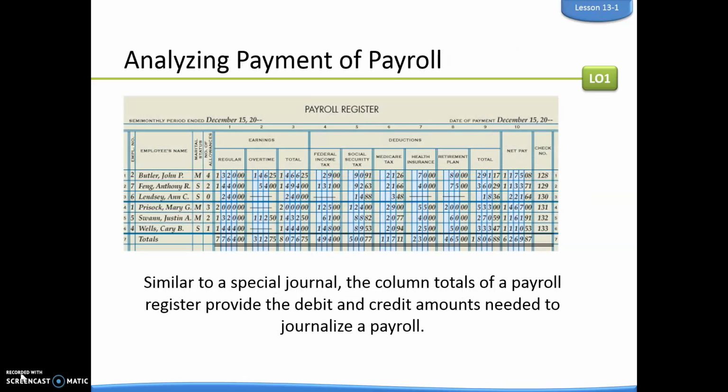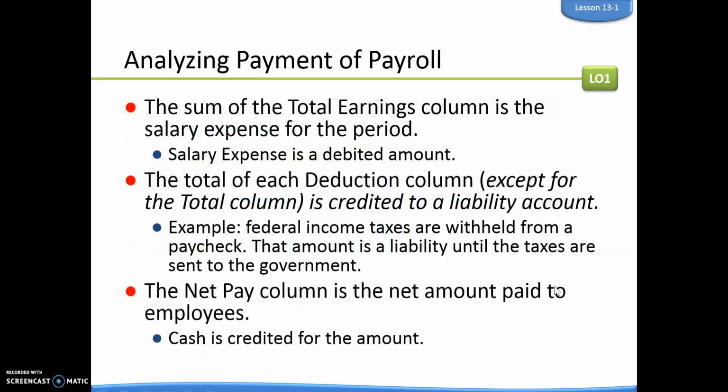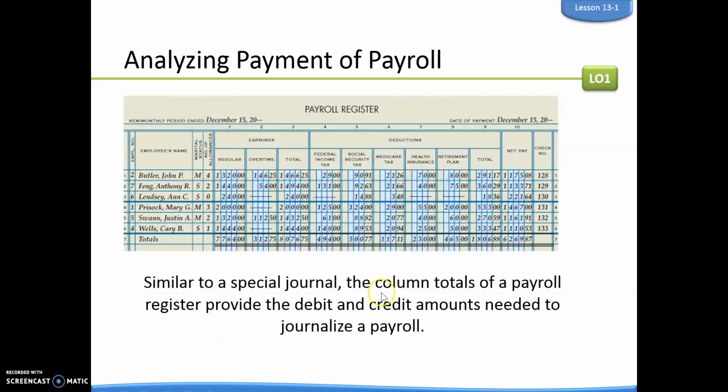So here's an example of our payroll register. Similar to a special journal, the column totals of a payroll register provide the debit and credit amounts that we need to journalize a payroll. So here we have all of the information that we need, including all of these totals. So we're going to use those here in a second. So what we need to know is that the sum of total earnings, that is our salary expense for the period. So I'm just going to flip back and forth here. If you notice, the sum of total earnings here is $8,076.75. That total right there, that's our salary expense. That's how much our employees earned during the pay period.